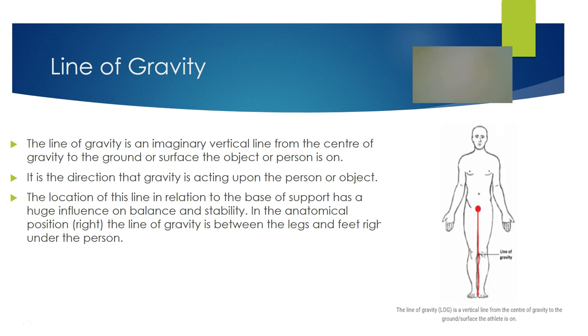Let's look at the line of gravity. So the line of gravity is an imaginary vertical line from the center of gravity to the ground or surface the object or the person is on. It's the direction that gravity is acting upon a person or object. The location of this line in relation to the base of support has a huge influence on balance and stability. So you can see here, the line of gravity is between the legs and feet right under the person. Okay, obviously, if the line of gravity is off center, you're not going to be stable.